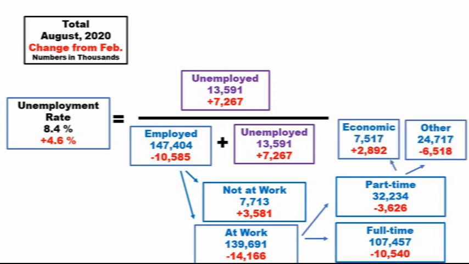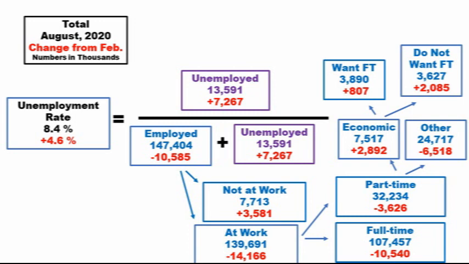If we further divide up the part-time into those who were part-time for economic reasons and those who were part-time for other reasons, the number of persons who were part-time for economic reasons increased by 2.9 million workers. And if we divide those into those who want full-time work and those who don't want full-time work, the number who want full-time work increased by 807,000 workers between February and August.